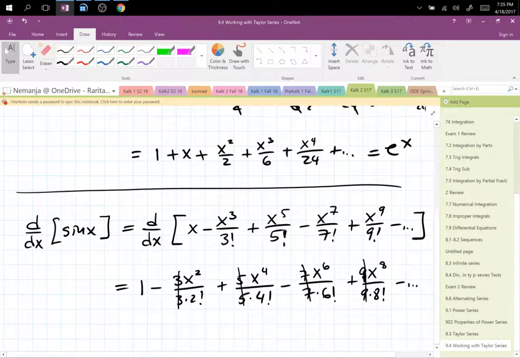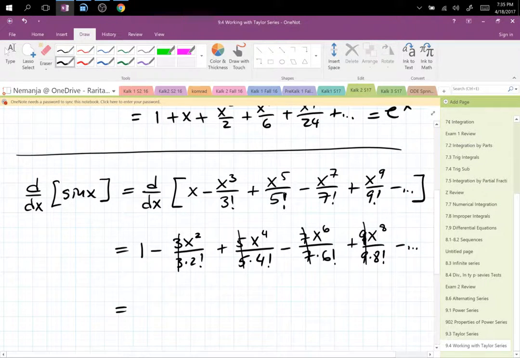Minus dot dot dot. So what you have here is 1 minus x squared over 2 factorial plus x to the 4 over 4 factorial. So you see how these are all even? And that's our cosine, right?